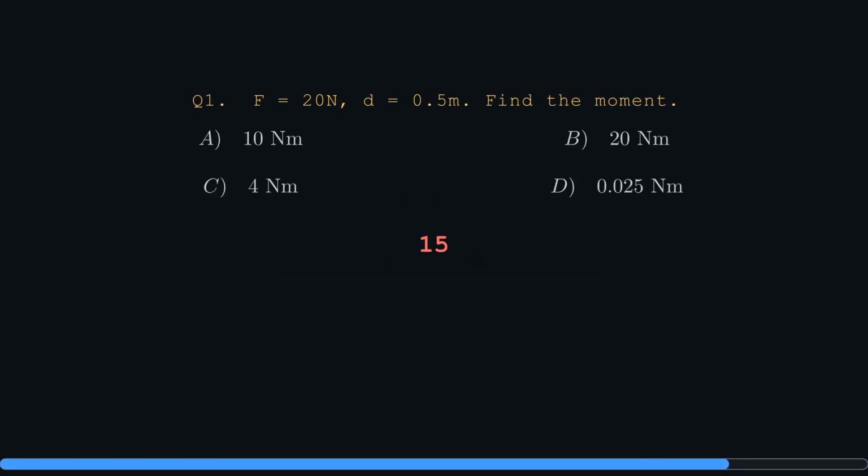Question 1. What is the moment of a 20 Newton force applied 0.5 meters from a pivot? The answer is A, 10 Newton meters.